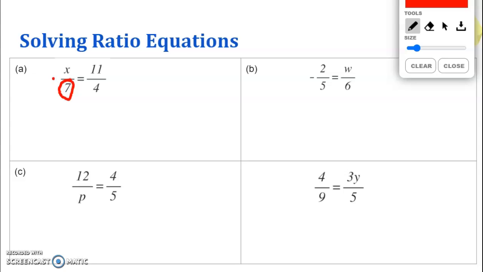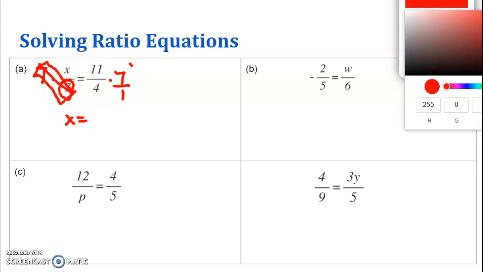Well, to undo divide by 7, I need to multiply both sides by 7 because division and multiplication are inverse operations. Okay, and this 7 divided by 7 is really my giant 1, so they cancel out to become 1, and then you are left with x is equal to 11 times 7 divided by 4. Remember, when you're multiplying fractions, this 7 is really the same as 7 over 1. When you multiply fractions, you always multiply across, top with top and bottom with bottom.